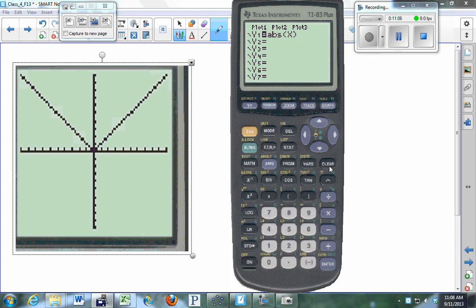Let me clear it and show you the second way. The second way you can do it, does anybody know the second way? What other way of getting to the absolute value symbol? Yeah, Haley?